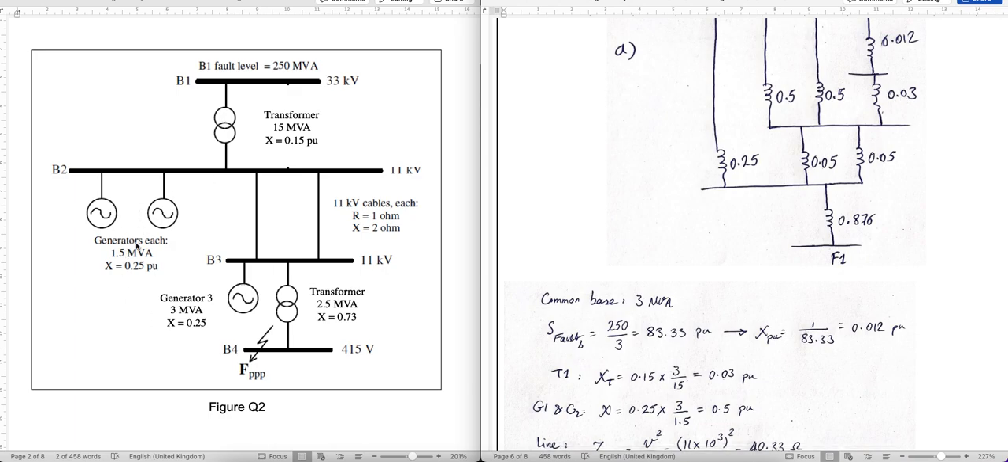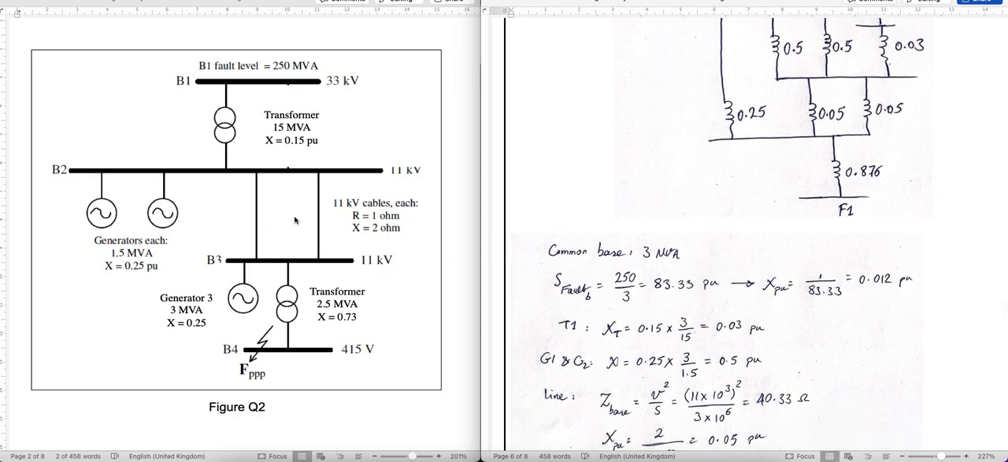These two generators are equal in terms of capacity and reactance, so we only need to calculate for one of them. We see the base power is different from ours, it's 1.5. So X equals the given reactance, 0.25, multiplied by new base power, 3 MVA, over old or given base power, 1.5, for both of these generators. That is 0.5 per unit, and we put them here.